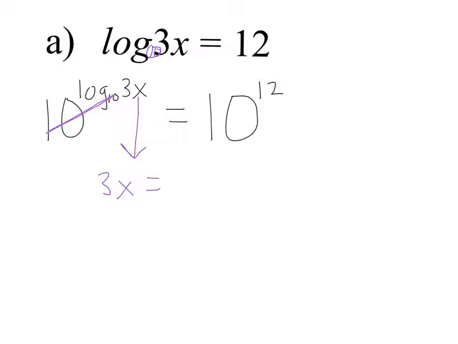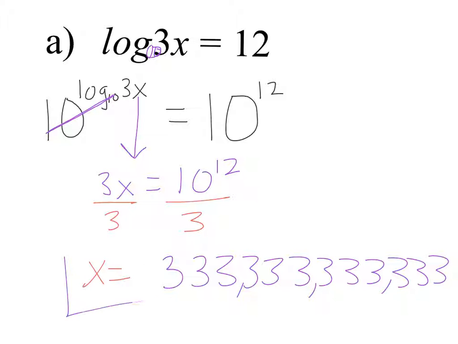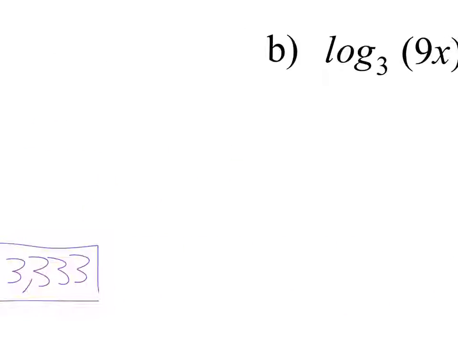Now this is going to be a very large number. 10 to the 12th is a very large number. So now I'm just going to solve for x, divide by 3 on both sides. This is what I'm going to type into my calculator: 10 raised to the 12th, divide by 3. And the answer is, let's see, 1, 2, 3, 4, 5, 6, 8, 9, 10, 11. This very large number.